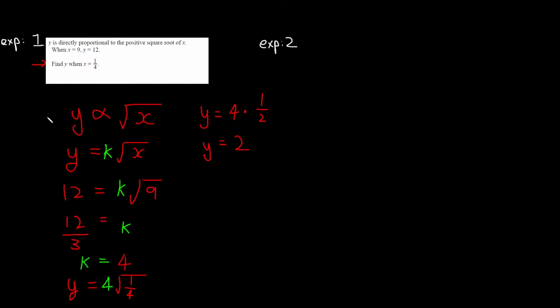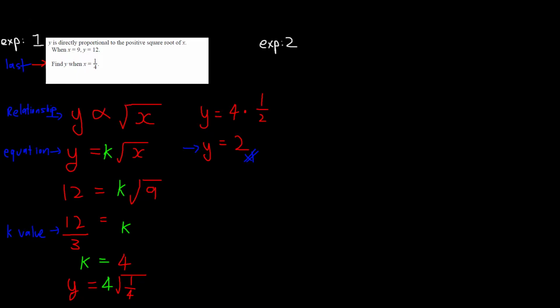value. Okay, relationship, then equation, find the k value first, then from there solve the last part. This is your last part, right? Find y when this is your y. This is your final answer for directly proportional questions.